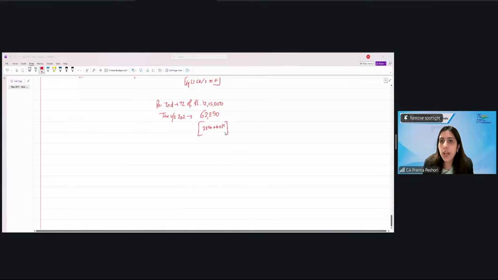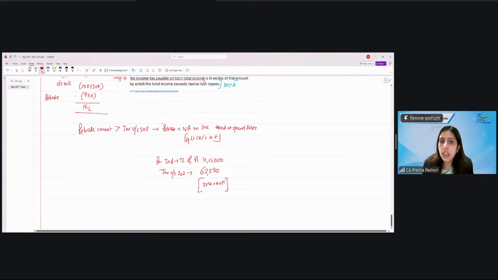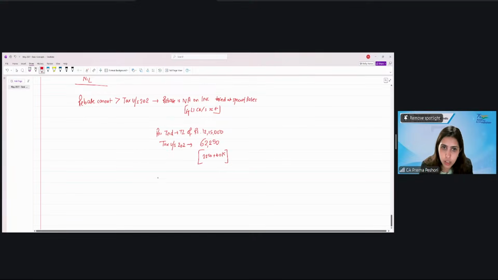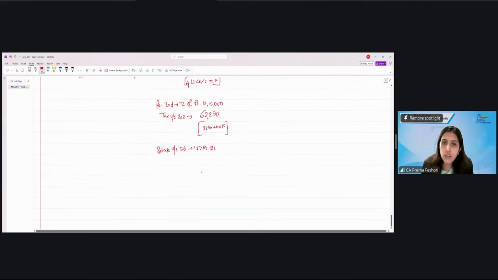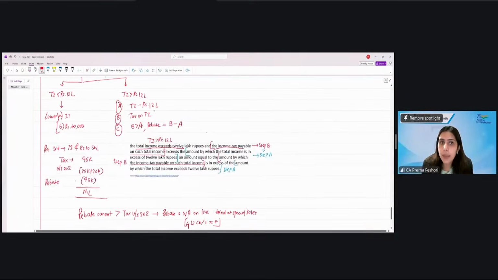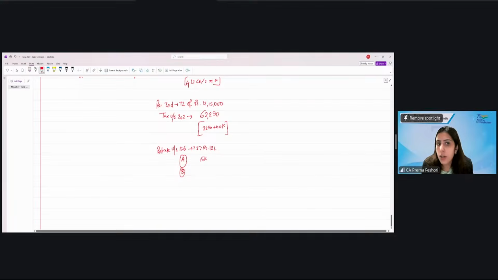Now here this is 12 lakh 15,000. So basically my total income is more than 12 lakh. So if I have to talk about the rebate over here under 156, my total income is greater than rupees 12 lakh. So what is my step A? Total income minus 12 lakh. It is 15,000. What is my tax? Step B? Step B is tax on the total income. What is my tax on total income? 62,250.